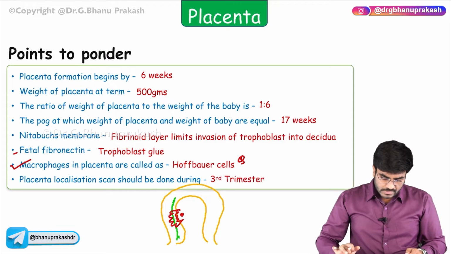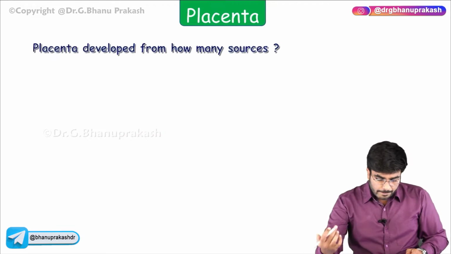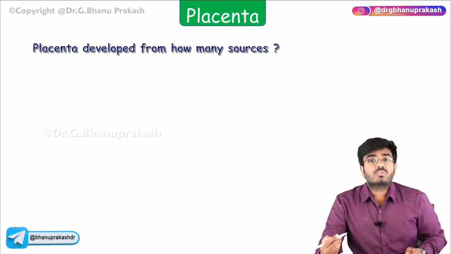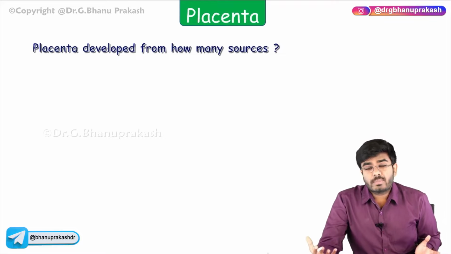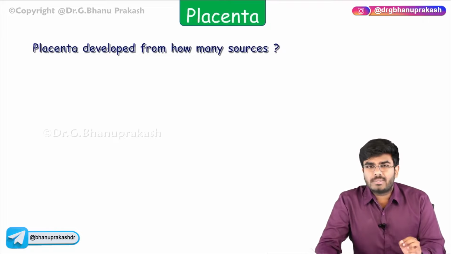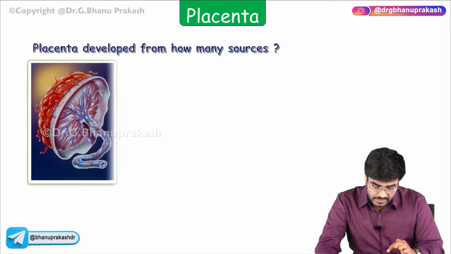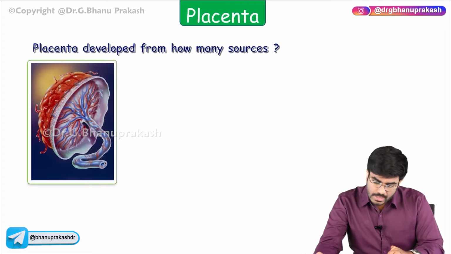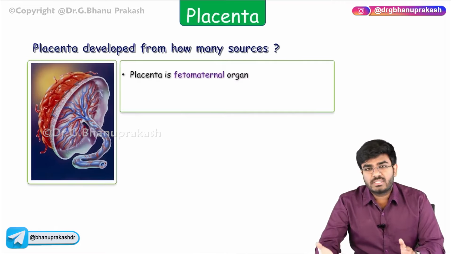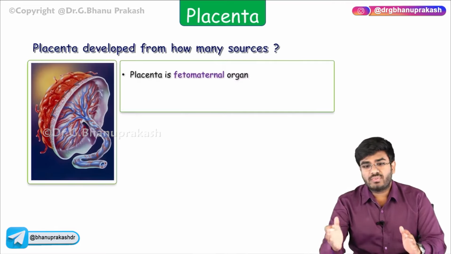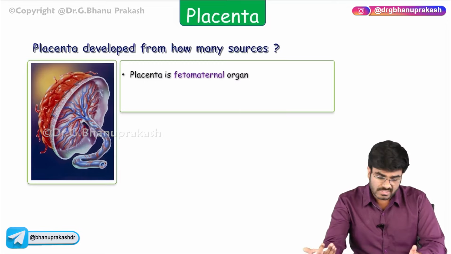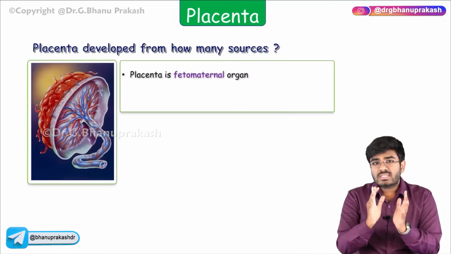Okay. Now, guys, let's see. Placenta develops from how many sources? What are the sources for the placental development? Is the placenta going to be formed by the baby or by the mother? Actually, placenta is a feto-maternal organ, which means it is going to be formed by both baby as well as mother. Feto-maternal in origin. Fetus will contribute in the development of the placenta as well as mother will contribute. So, what are the two sides of the placenta?